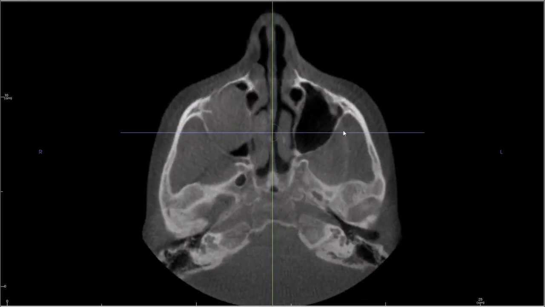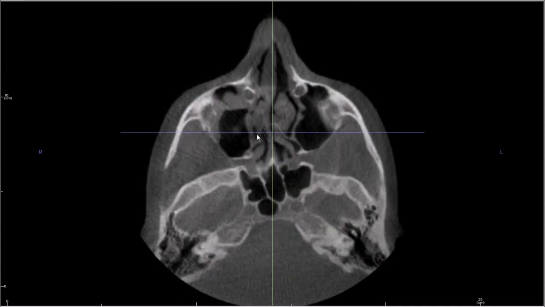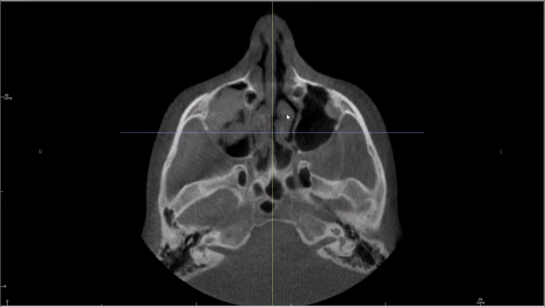So what else do we see here? I mentioned the maxillary sinuses. This right one is filled with inflamed mucosa. And here we have the middle turbinates.